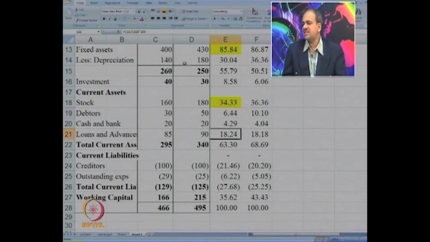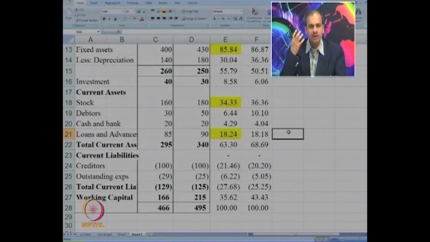Loans and advances also are fairly high, because 18% of the total assets is a reasonably big amount. So, as an analyst, we may have to inquire into why there is such a high instance of loans and advances. There could be a possibility that some of them are dummy, or that some money from this company is being used by some other entity which is owned by the same owners. So, we will have to look at it.